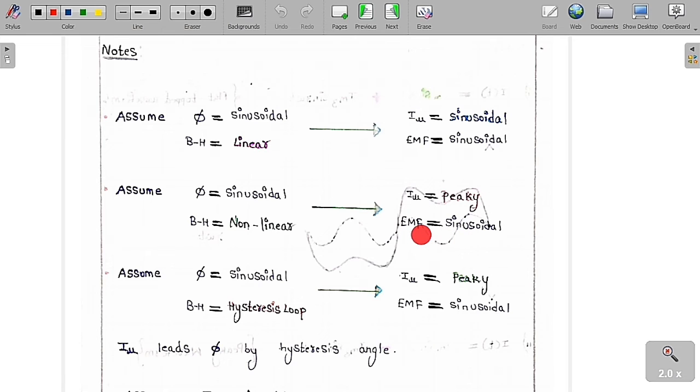And EMF, I've already told you, it's a function of flux. EMF is equal to N dφ/dt. So as the flux is sinusoidal, the differentiation of it is also sinusoidal. So therefore EMF is also sinusoidal.